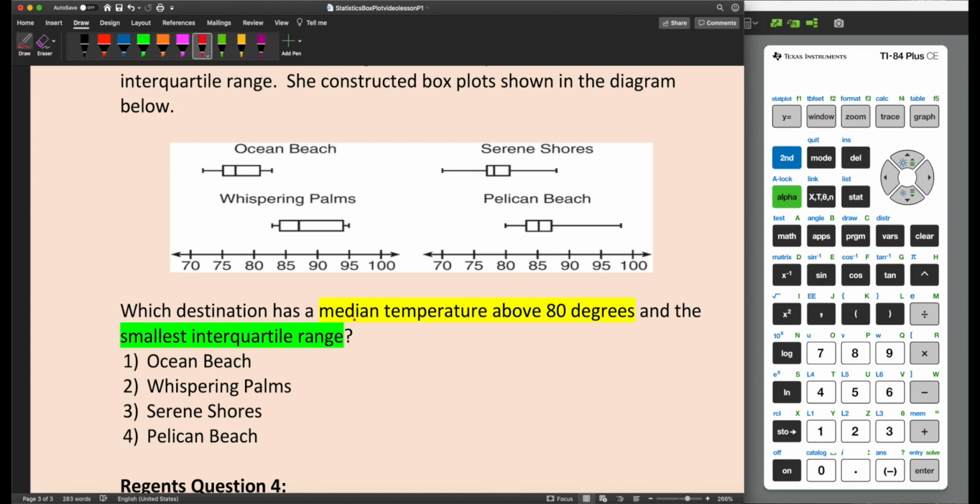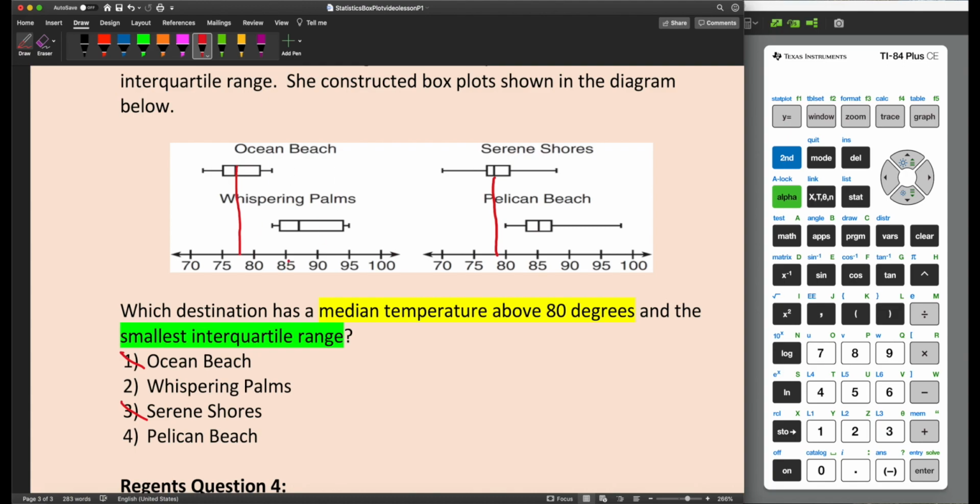No problem. Well, the first choice says Ocean Beach. Now, the first thing we want to figure out is, is the median in Ocean Beach above 80? Because if it's not, then it can't be our answer. Notice if I bring this down to the number line, and now my line's not perfectly straight, but notice, guys, it hits less than 80, so we know that's not our answer, so you get rid of it. Same thing here with Serene Shores, guys. When I draw my line down, again, it's not perfectly straight, but we do know it hits less than 80 and we want above 80. So we know Serene Shores is gone. It's always good to do process of elimination when you're doing your Regents.